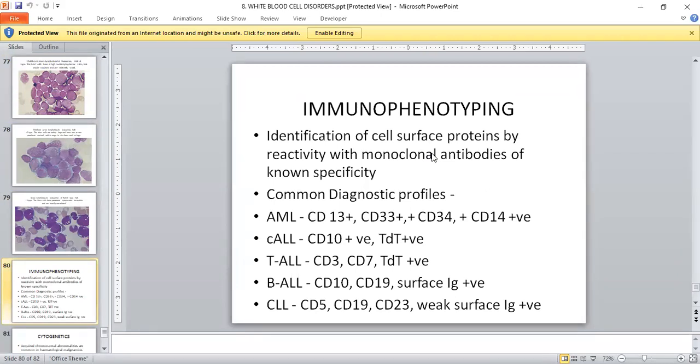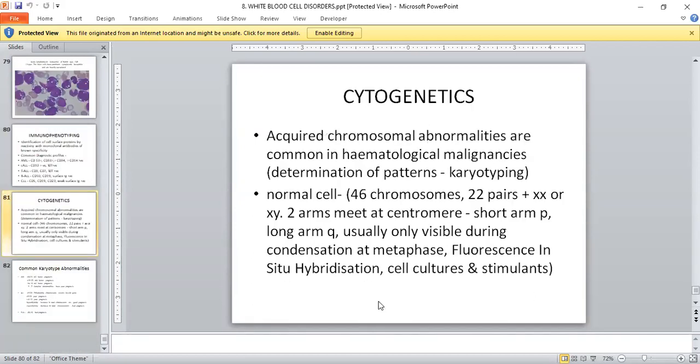So these are the diagnostic profiles for AML. You can see we use CD13, CD33, so the various cells that you will identify.